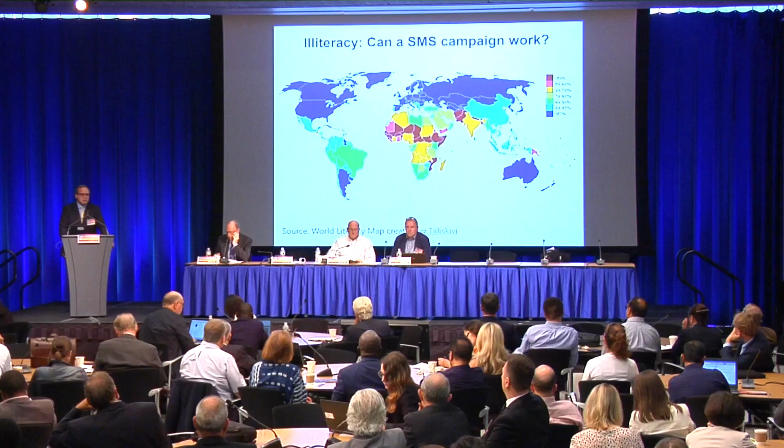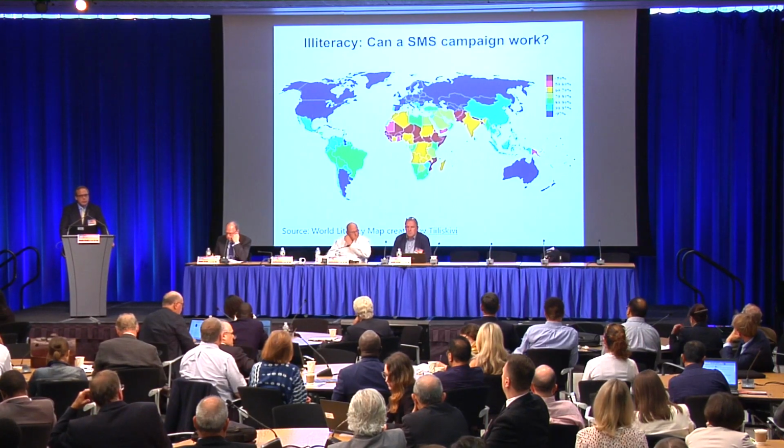And then capability, which is one of the biggest constraints because illiteracy is huge around the world, and especially in the countries that matter for us to be able to move people out of poverty.